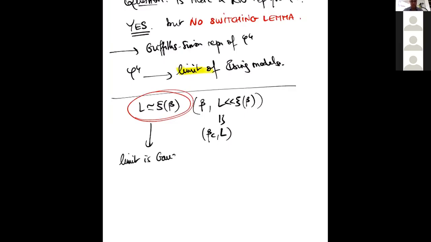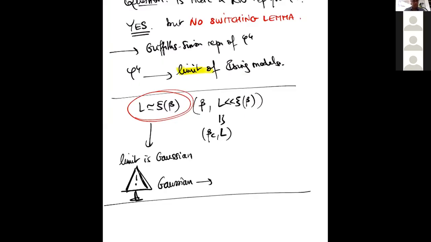Maybe here it's a good point to warn people that when I say Gaussian, I don't mean Gaussian free field. I mean Gaussian, really, it's a Gaussian process. So I don't know the covariance of this process. What is expected is that when you fix beta C and take L going to infinity, you expect to really get a Gaussian free field. That's a prediction.